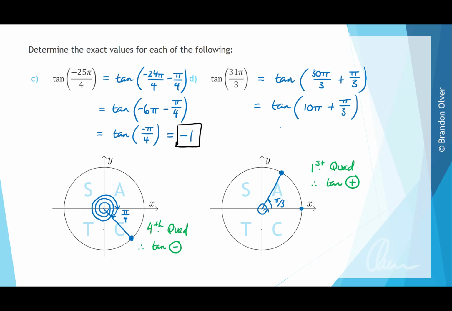So all that's left to do, now that we have the quadrant we're in and the reference angle of pi on 3, is recall that the exact value for tan of pi on 3 is root 3. So the exact value of tan of 31 pi on 3 is also root 3.